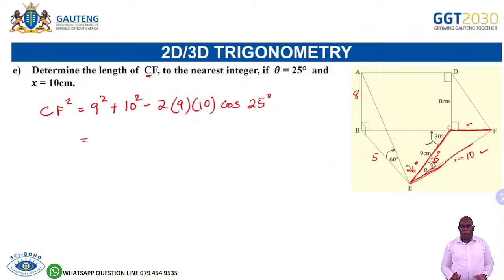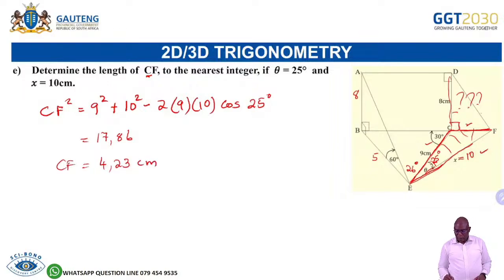Okay, that's all. So you must look at the diagram that you're working in, then look at the diagram with more information. For CF, I can't use this triangle. Why? Because it only has this angle and that angle and that line. That's all. And 90 degrees won't help me much there, unless I've got the other sides. See? So in this case, what do I have? I'll have 17,86, and then CF will be 4,23 centimeters. There.